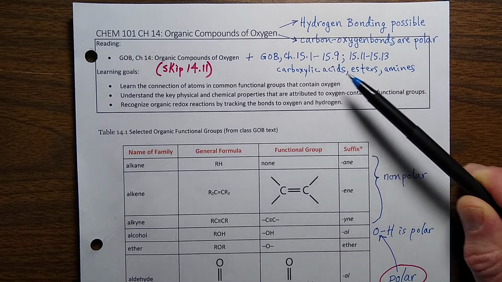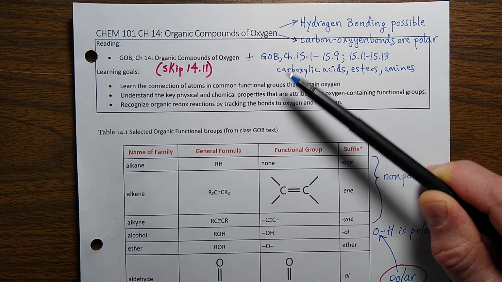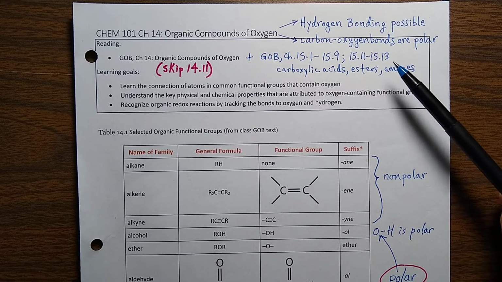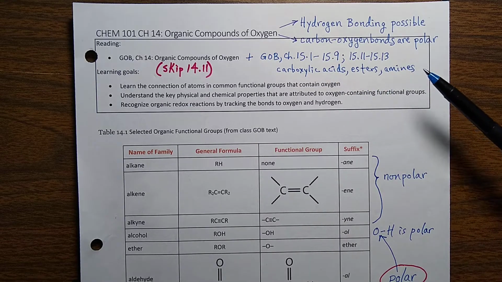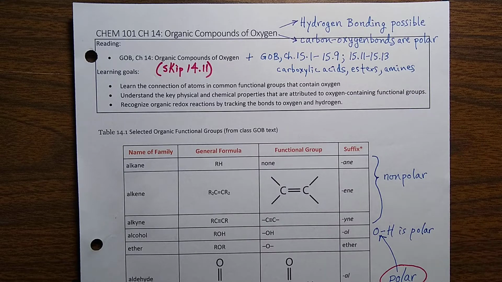But I also would like you to review parts of chapter 15 in the GOB textbook, 15.1 to 15.9 and 15.11 to 15.13 that talk about carboxylic acids, esters, and amines. Now, there's a lot of material in these two chapters. I don't expect you to read it all because there's a lot of stuff about the reactions of these compounds and how they're made, physical properties that I'm not necessarily going to comment on every little thing.